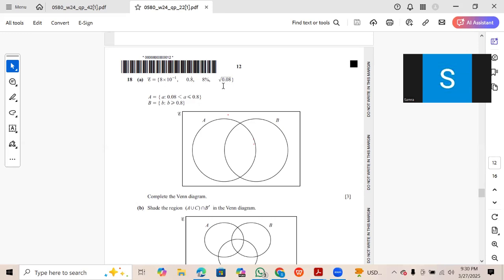So here our two sets are A and B. First one is A equals A such that 0.08 is less than A, which is less than or equal to 0.8.